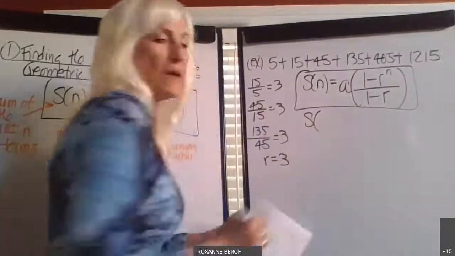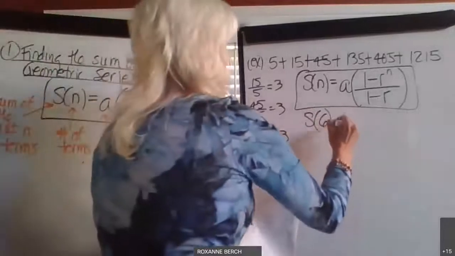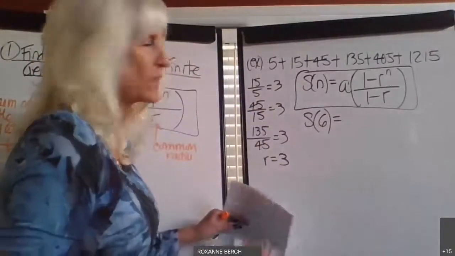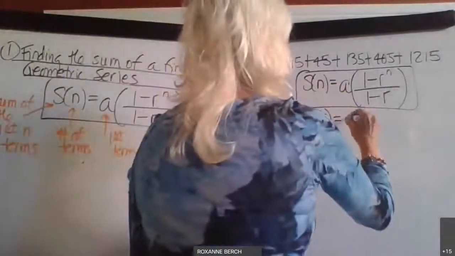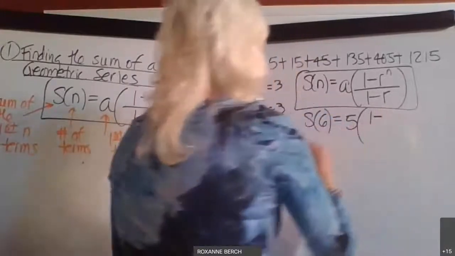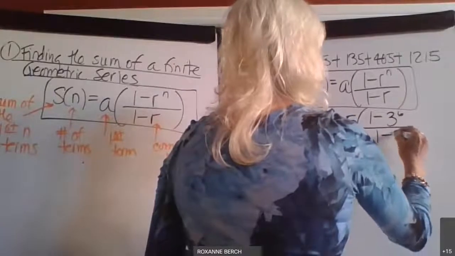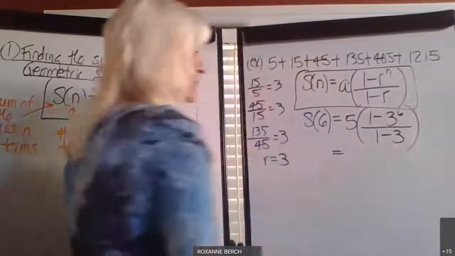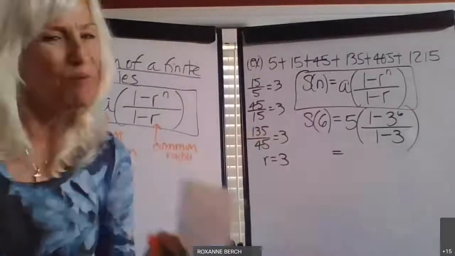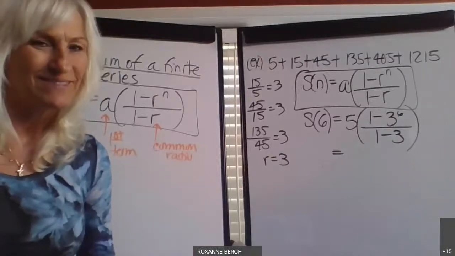So all we do is we count the number of terms. In this case, there's 6. So wherever you see an N over here, you put a 6. So this would be the first term is 5 times 1 minus, the common ratio is 3 to the 6th over 1 minus 3. Pay attention. Negative is not part of the power, and we really attend to precision.